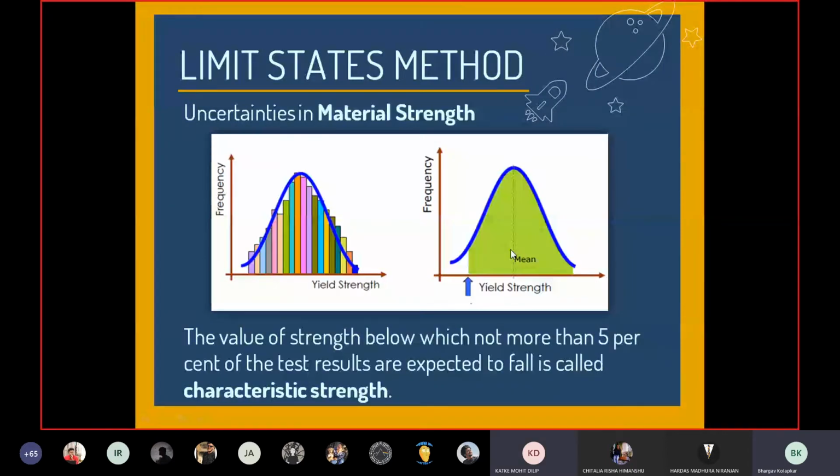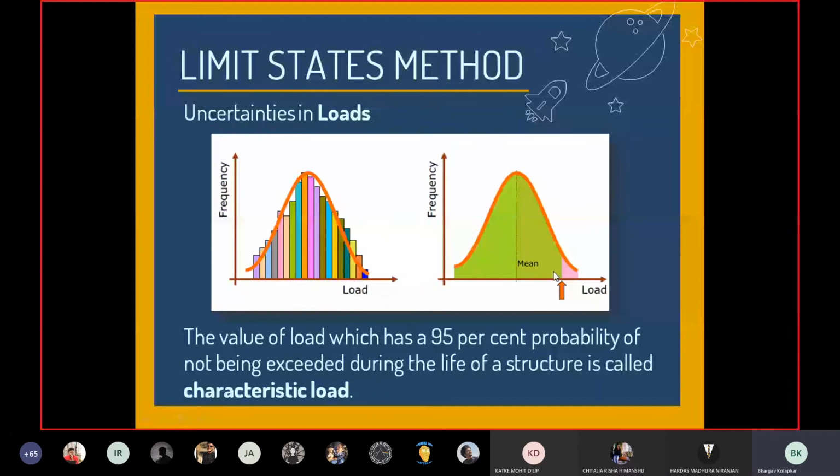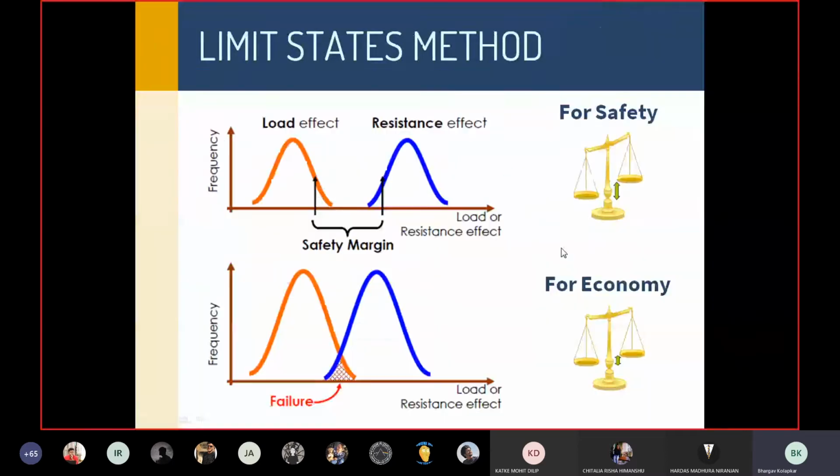The maximum strength that this can take is this. But what we are doing is, let us consider the lower bound strength and let us consider the upper bound load. And let us make sure that the lower bound strength, which is this value, is greater than or equal to the upper bound load.